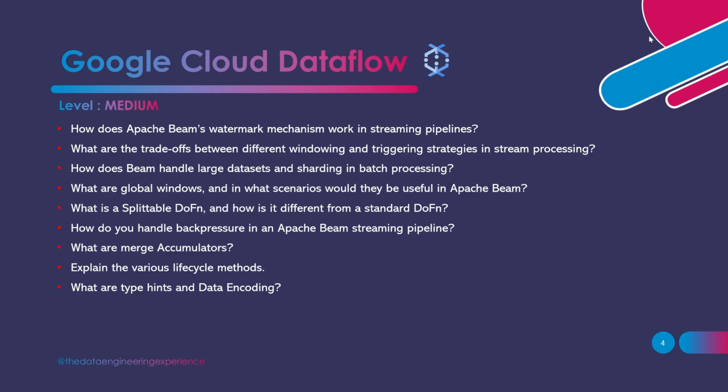Now we'll move on to questions with medium level difficulty. Our first question is, how does Beam's watermarking mechanism work in case of streaming pipelines? So you can say that the watermark in Beam is an estimate of the system's progress in processing the events.